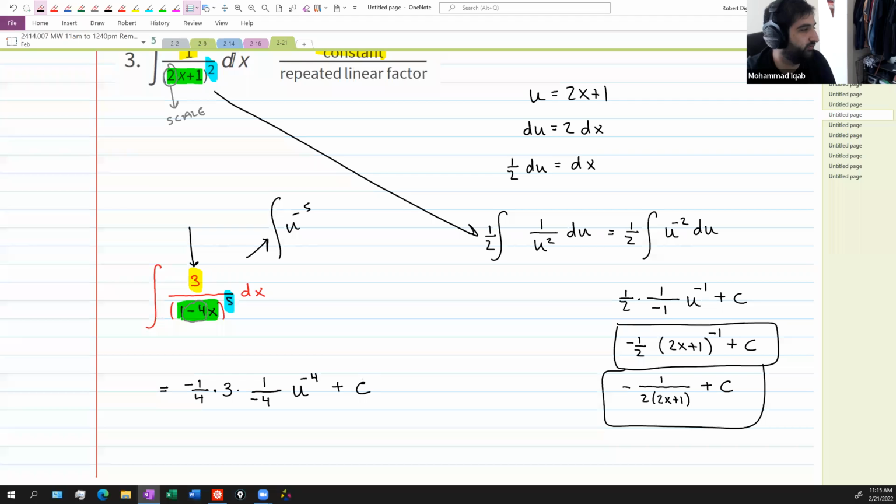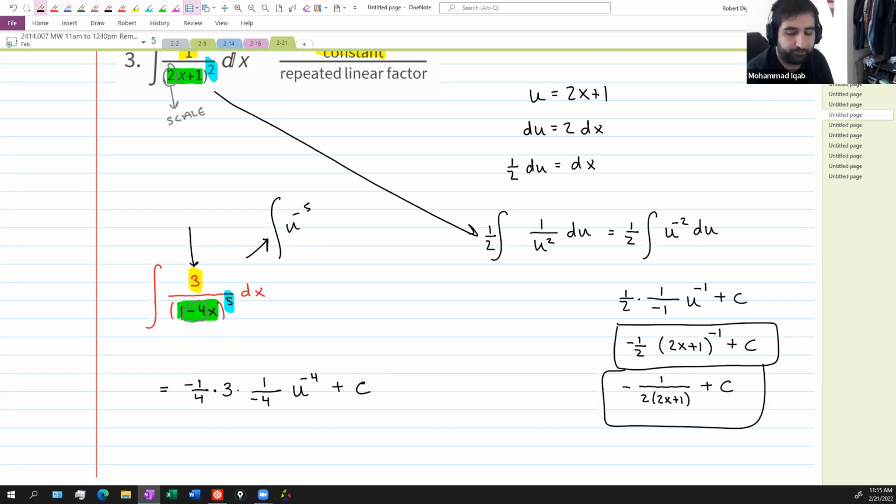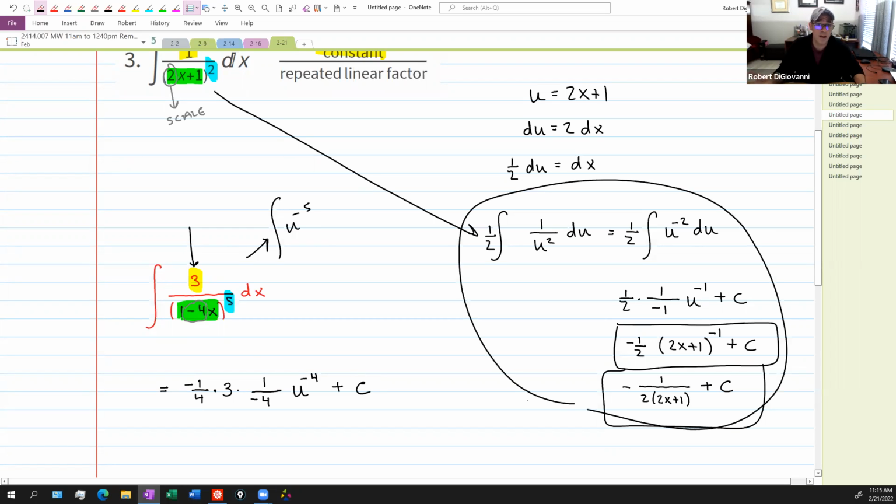It's kind of like a shortcut, an easy way to do it. We're trying to be able to do this mentally. Because if you have to do each of these with this whole thing over here, you're going to run out of time on a test.